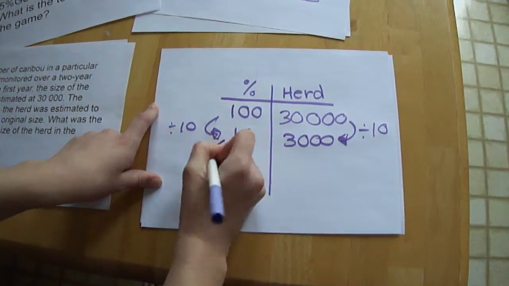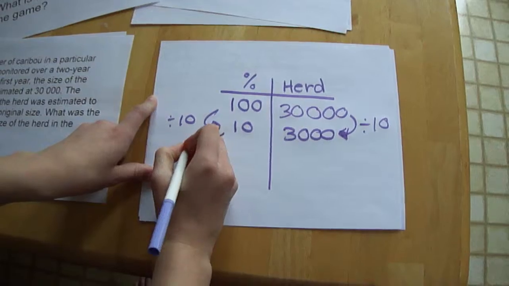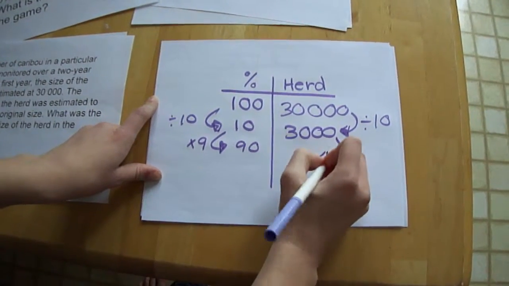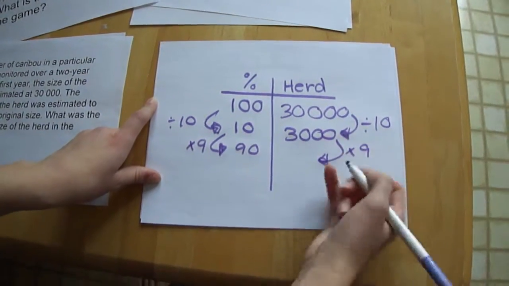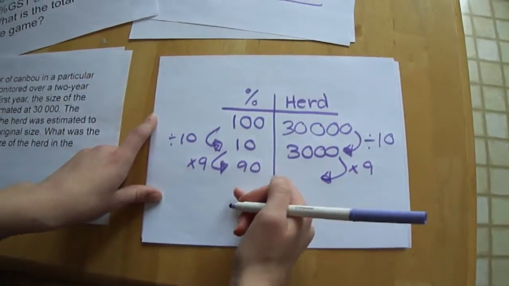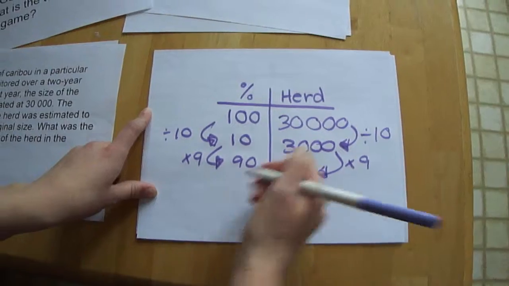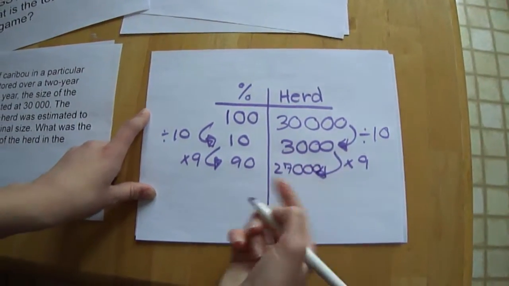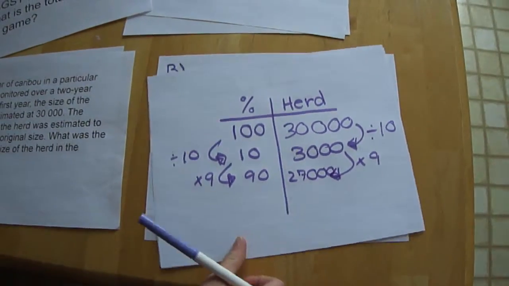We have to bring that up to 90 on this side by multiplying it by 9 to get 90. And over here, we multiply it again by the same thing, because you multiply the same things on both sides in ratio tables, by 9 again, to get 27,000 caribou in the herd in the second year.